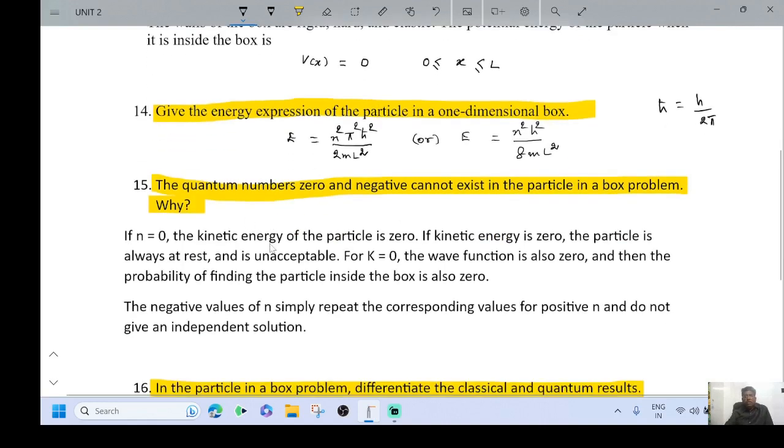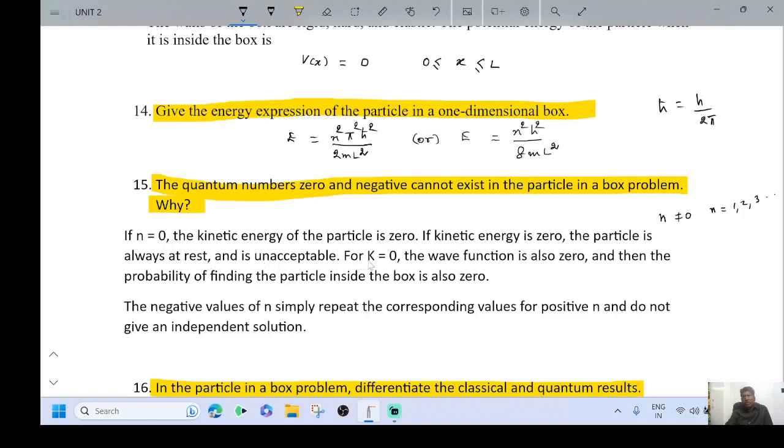The quantum number 0 and negative cannot exist in the particle in a box problem. Why? Here the value of n is not equal to 0 and we are taking the positive quantity alone: 1, 2, 3 and so on. We won't consider minus 1, minus 2 and minus 3. What's the reason? If n is equal to 0, the kinetic energy of the particle is 0. If kinetic energy is 0, the particle is always at rest, which is unacceptable.